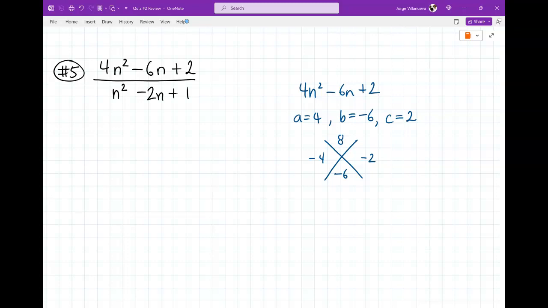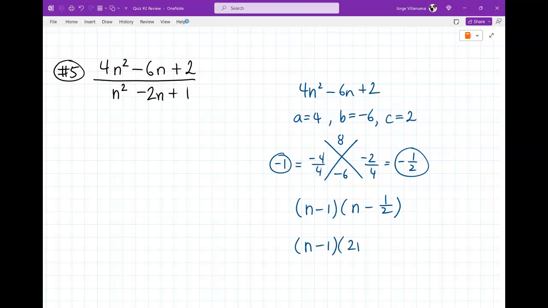But since a is equal to 4, I got to divide, right? So this will be a negative 1 and a negative half. Remember, since a is equal to 4, not 1, then I do have to divide. I won't have to divide for the bottom one, but I did have to do it for the top one. So here is my set of factors. This will be n minus 1, n minus half, but we'll fix that. That's n minus 1, 2n minus 1. Remember, no fractions on that factor, so we got to move that denominator over.